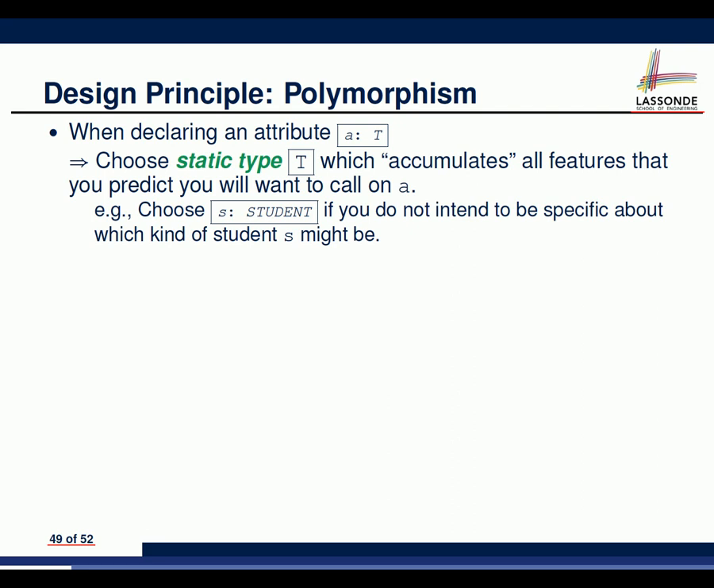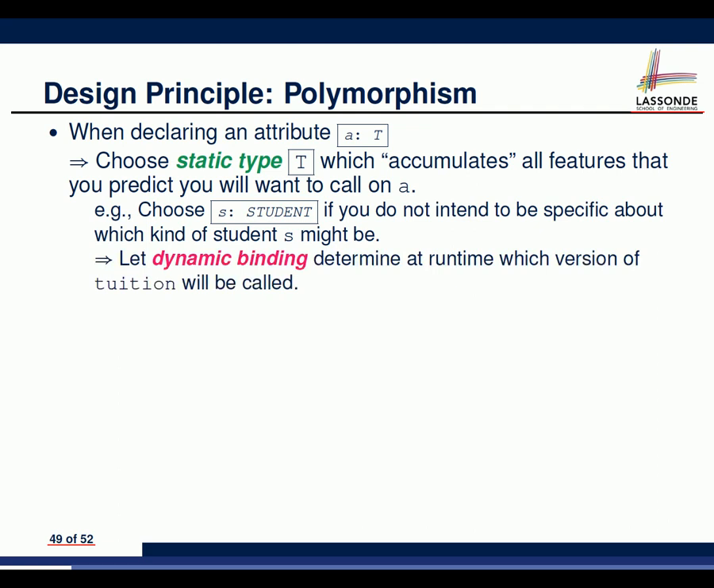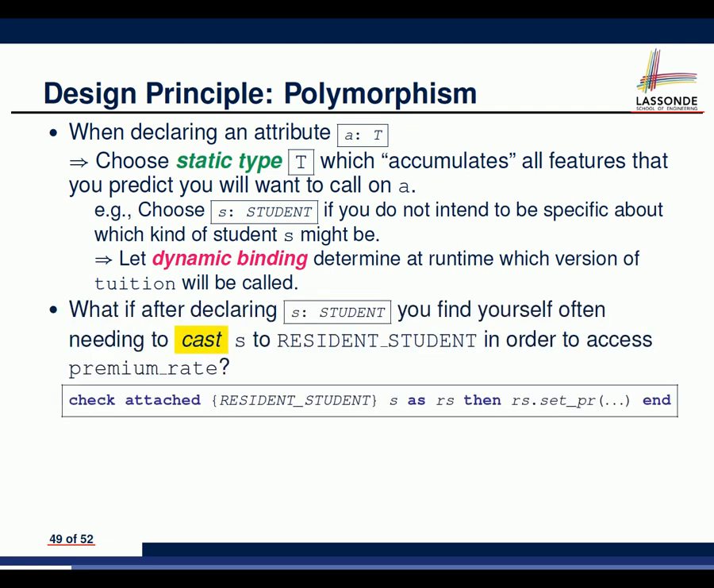For example, if I declare S of type Student, as we know very well, we can only call S.tuition, S.name, S.courses. We cannot call S.set_premium_rate or S.set_discount_rate. Right? We cannot call them. So if you're expecting tuition to be called over here, dynamically speaking, it can be resident student or it can be non-resident student. It's going to work according to dynamic binding.